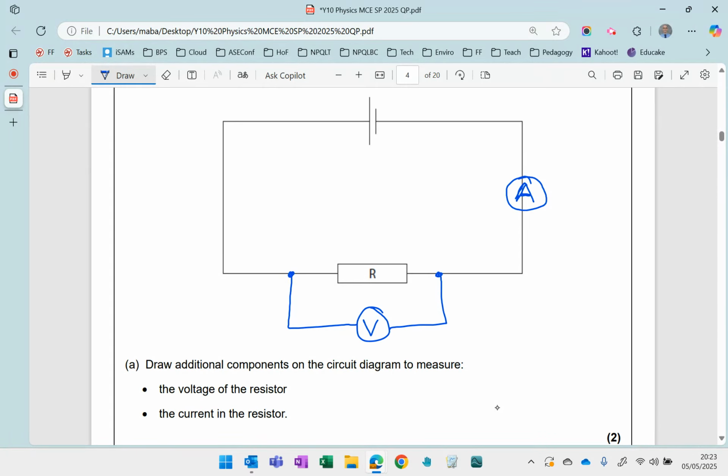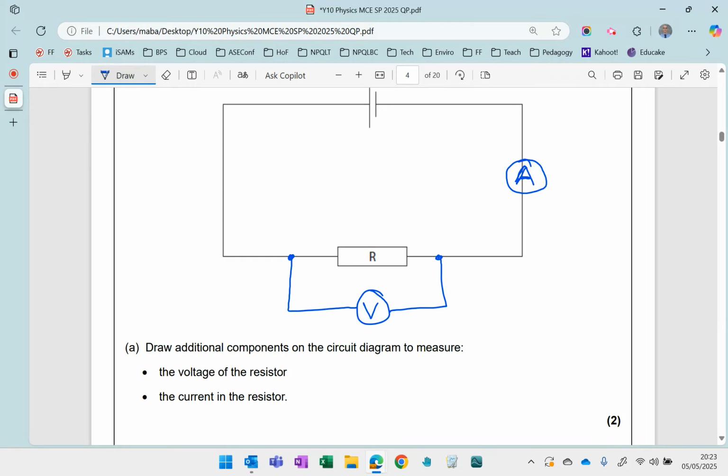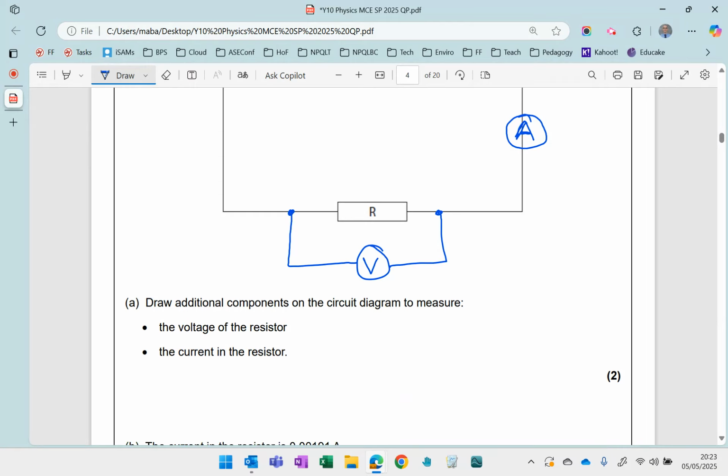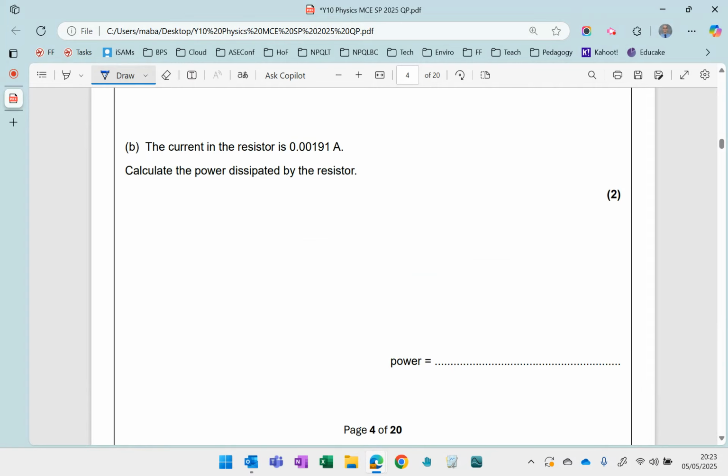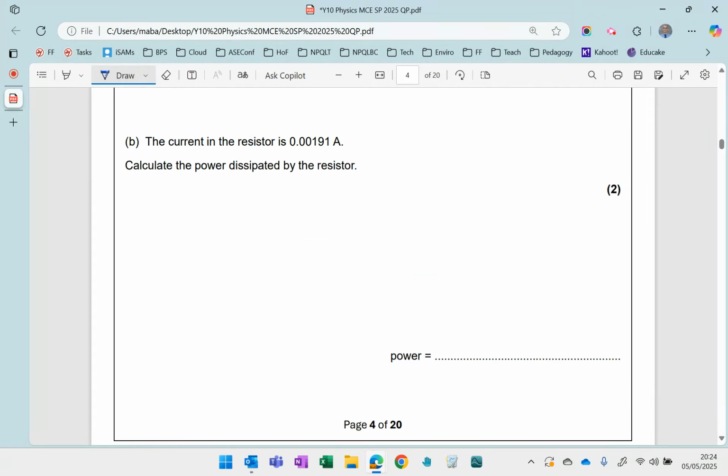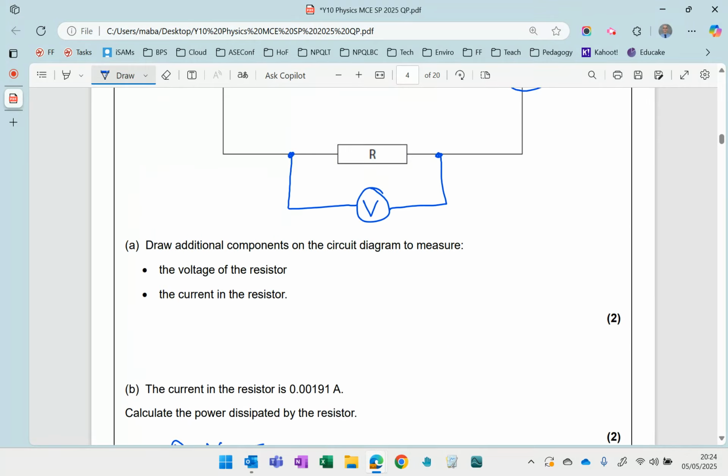Okay, and again, you want the wires going into the middle. Okay, current in the resistor is that much. Calculate the power dissipated. So we need to know the formula that P equals V times I. Okay, I missed a couple of steps there actually.